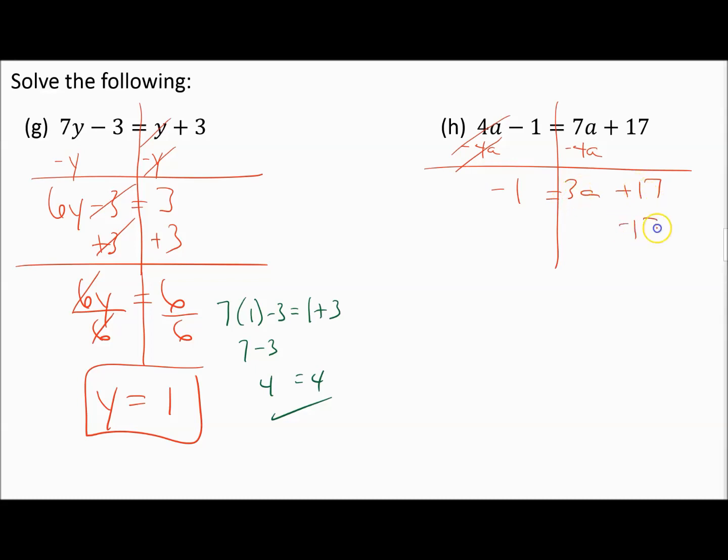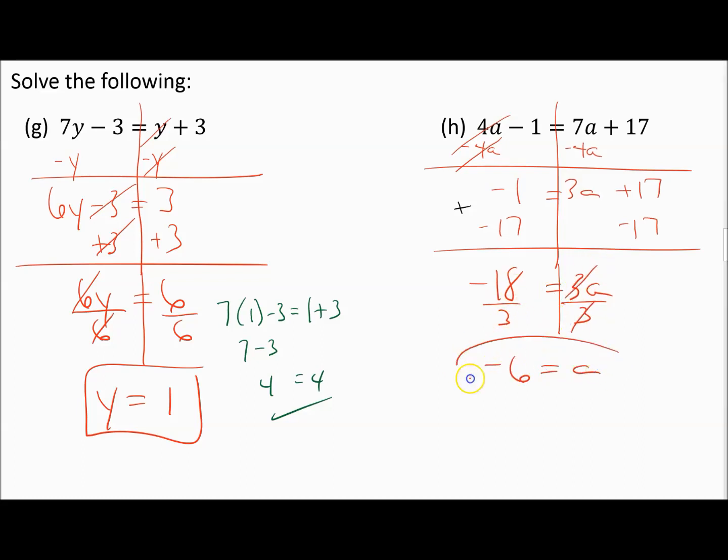So let's subtract 17, because that's always the next step. Negative 1 plus, remember we have that cute little method where we can just say plus in between those, and that would give us negative 18 equals, and then this is 3a. So now I divide each side by 3. Negative 18 divided by 3 is negative 6, which is equal to a.